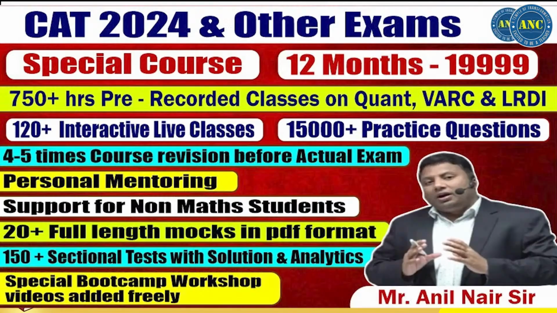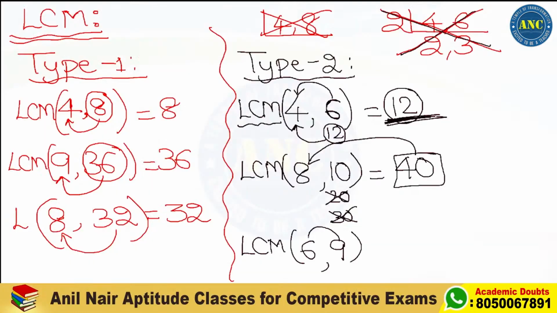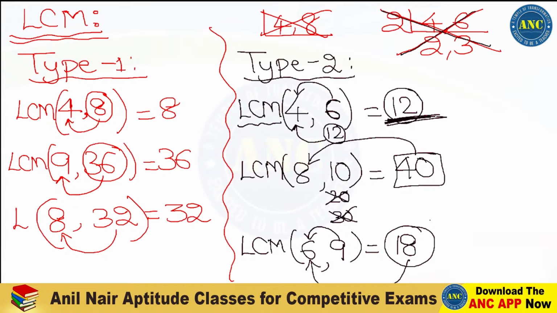Now, one last question in type 2 before I quickly jump on to type 3. Suppose, for example, 6 and 9. 9 is not a multiple of 6. Take the next multiple of 9, which is 18. Is 18 a multiple of 6? Yes, absolutely yes. Therefore, 18 is the LCM of 6 and 9.